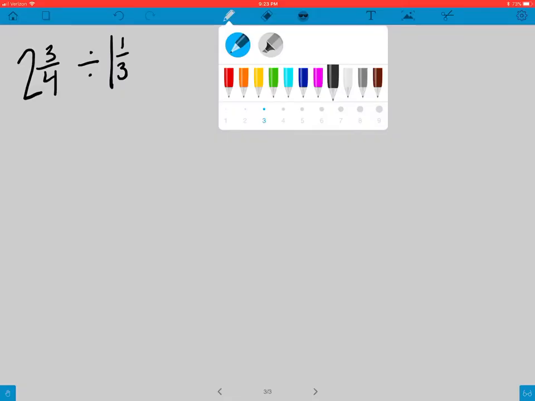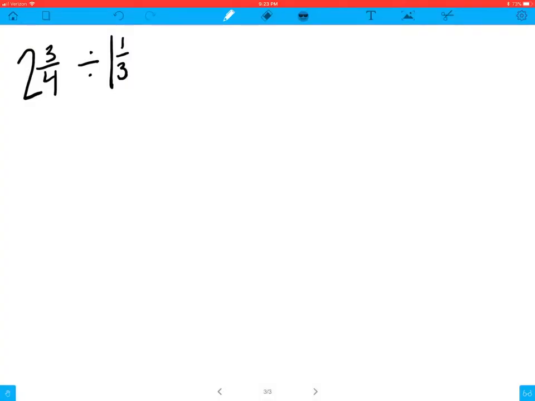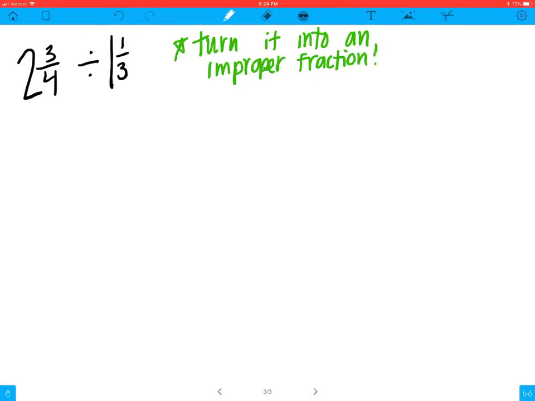So let's take a look at the next problem. Ooh, now this one is spicy because it has a mixed number. So 2 3/4 divided by 1 1/3. Now, what I really need to do is take this mixed number and turn it into an improper fraction. That improper fraction is going to give me a great springboard to finishing it out and making sure I follow through with the steps. So, how do I go from there?